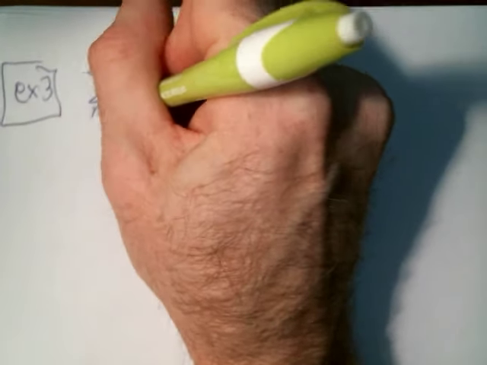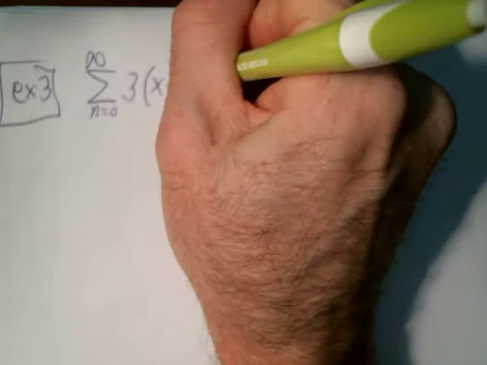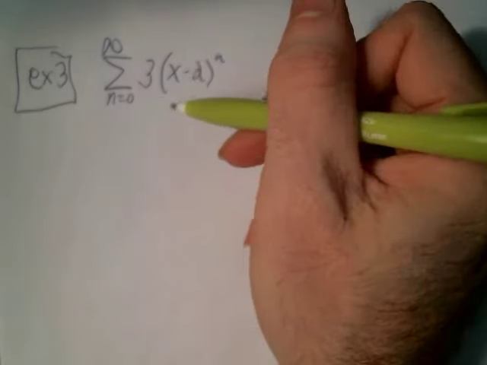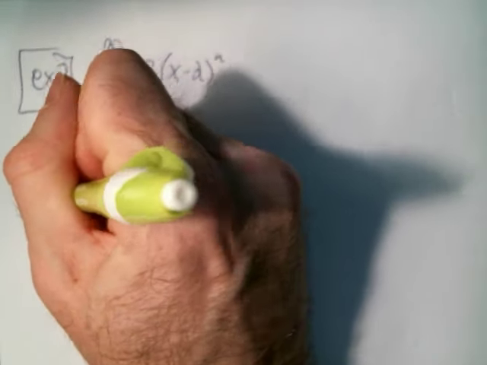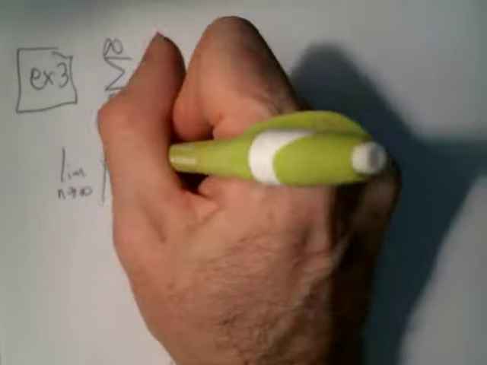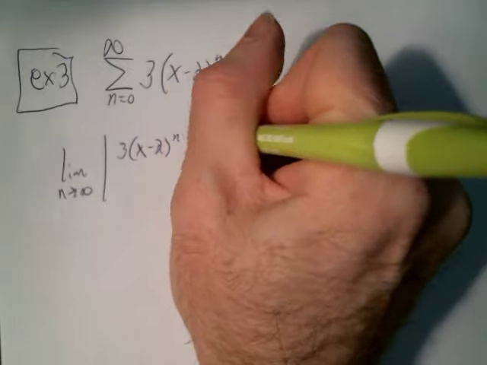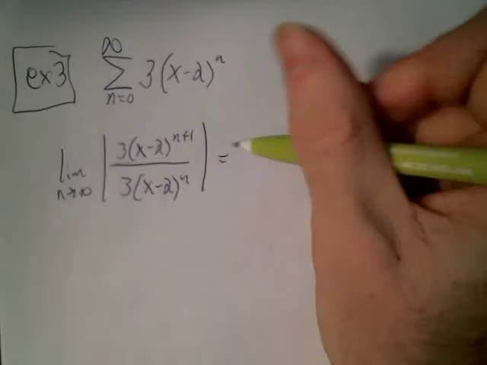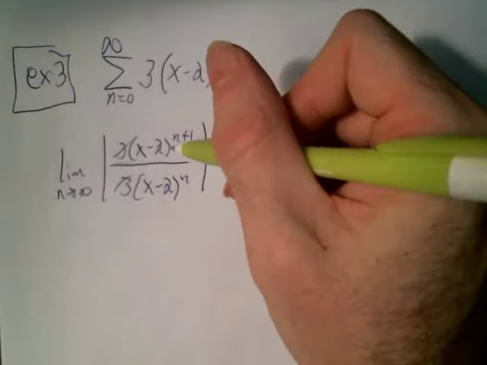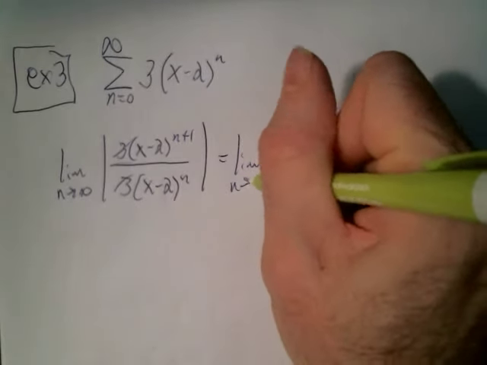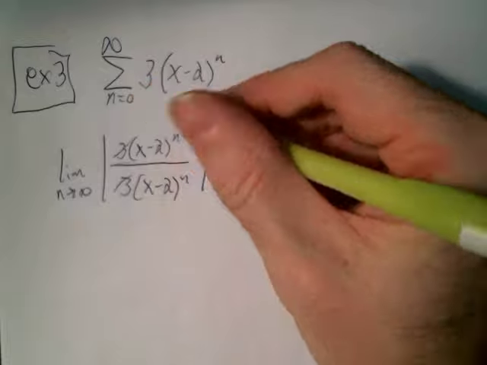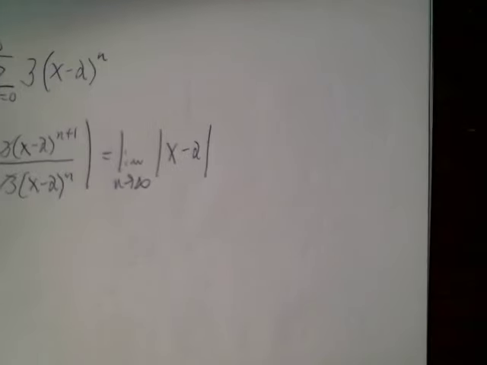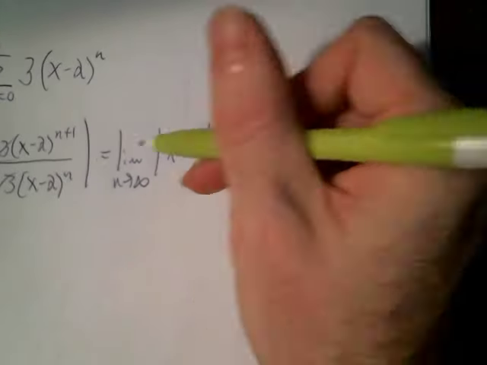This time we have the sum from n equals 0 to infinity of 3 times (x minus 2) to the n. Okay. So, right, you go to the ratio test, the limit as n goes to infinity of the absolute value of 3 times (x minus 2) to the n plus 1, all over 3 times (x minus 2) to the n. Okay. The 3's divide out. I have (x minus 2) to the n plus 1 all over (x minus 2) to the n. So it'll be (x minus 2) to the n plus 1 minus n, which will just be x minus 2. Then you could factor that out in front.